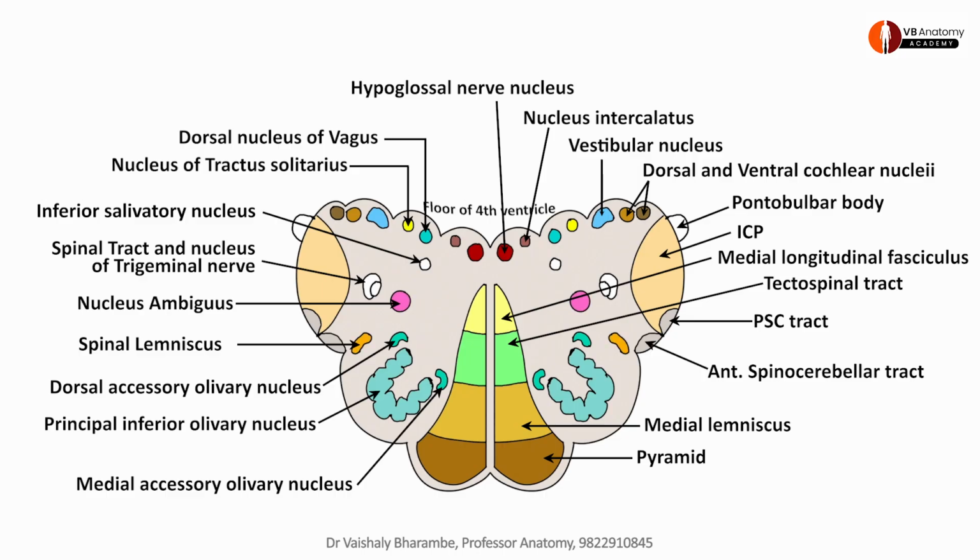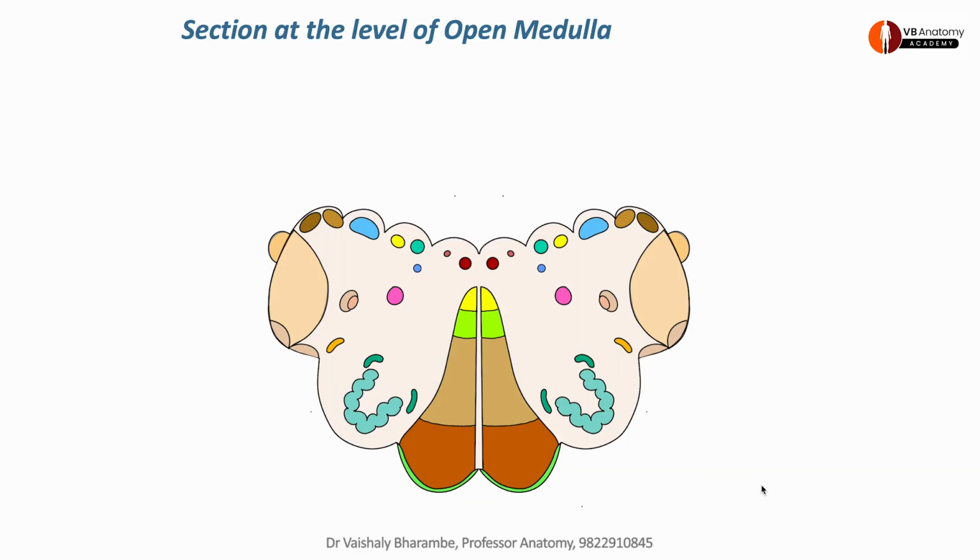So there you have the diagram. Finally, I need to color a little bit here in the front, which are the arcuate nuclei which are lying in front of the pyramid. Let's now revise this once. Come. This is the section you had drawn. This is the floor of fourth ventricle.